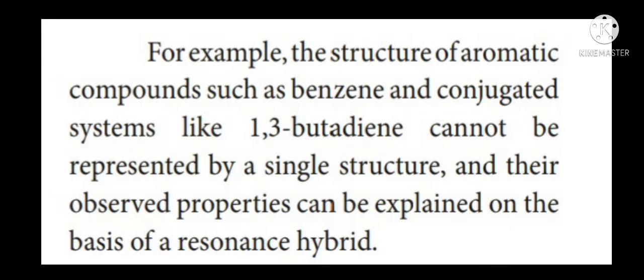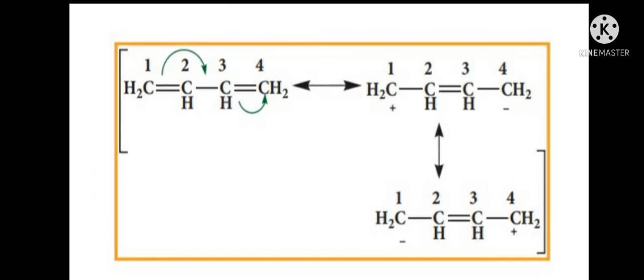It is explained with an example. The structure of benzene and 1,3-butadiene cannot be represented by a single structure. Hence, they contain double bonds. Therefore, they should be explained on the basis of resonance hybrid.